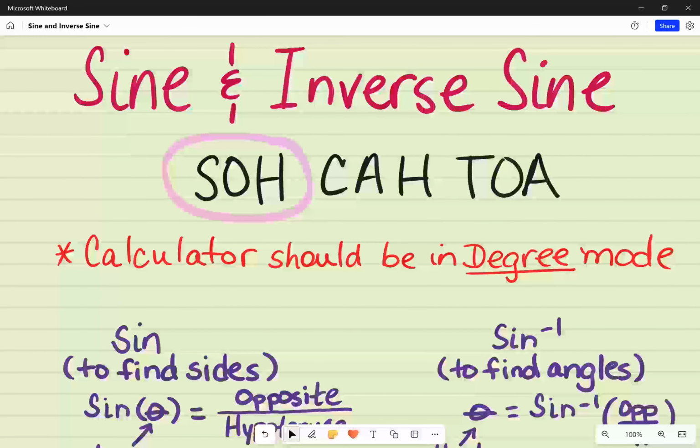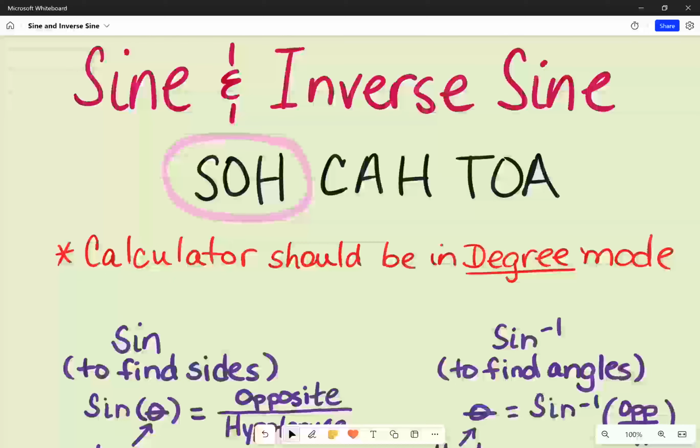Today we will discuss the trig ratio sine and the inverse sine. So you've heard of the acronym SOHCAHTOA. S stands for sine, O stands for opposite, H stands for hypotenuse. So the first thing you want to do is set your calculator in degree mode.